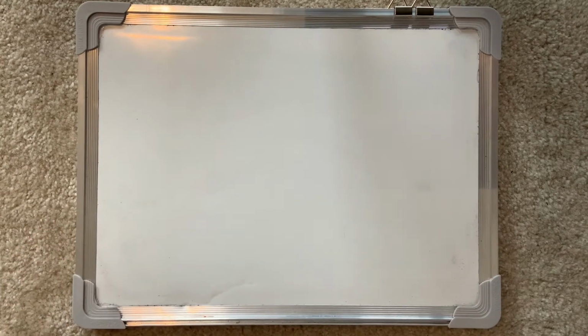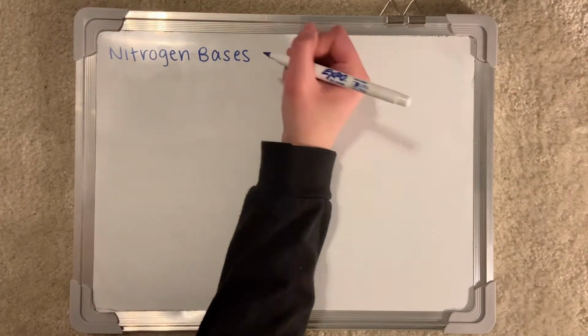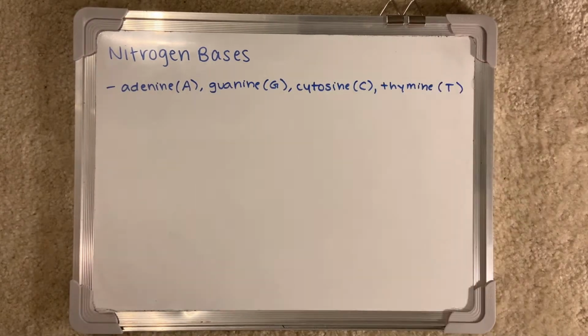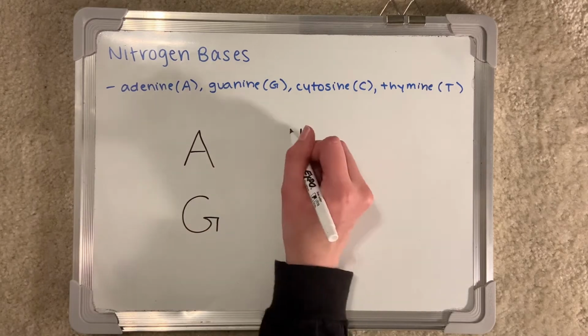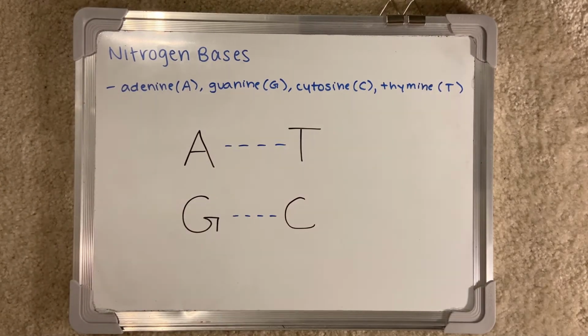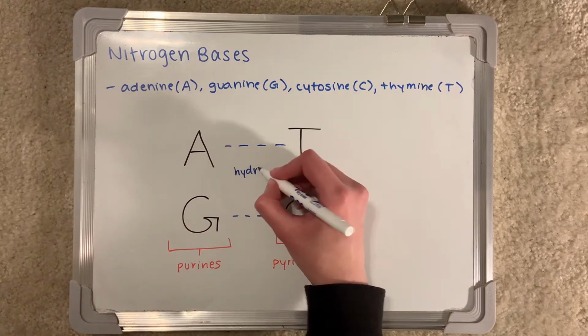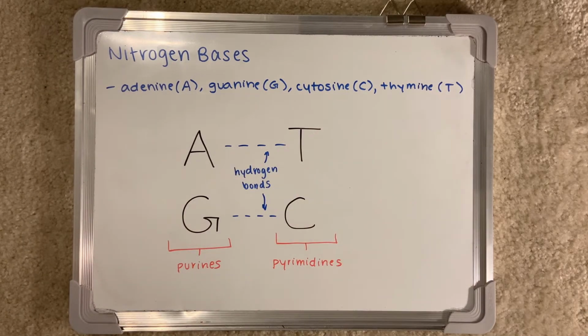Next are the nitrogen bases, and there are 4 different kinds: adenine, guanine, cytosine, and thymine. A and T always bind together, and C and G always bind together. A and G are purines with double ring structures, while C and T are pyrimidines with single ring structures. The forces that hold these pairs together are called hydrogen bonds, and they are relatively weak.